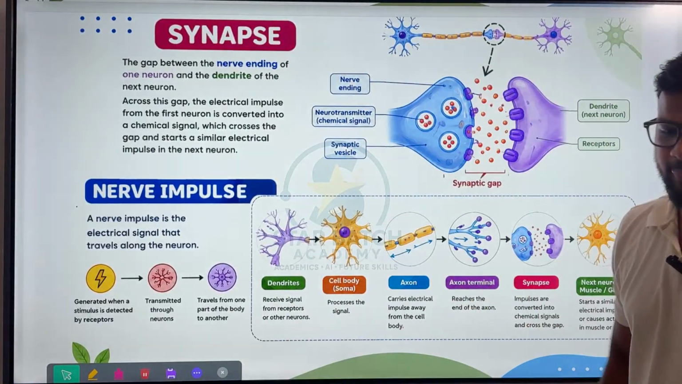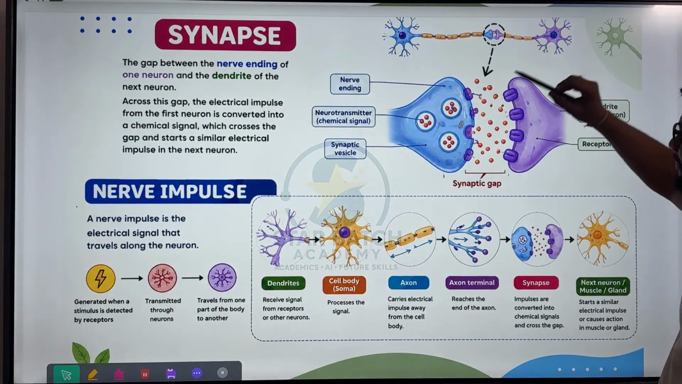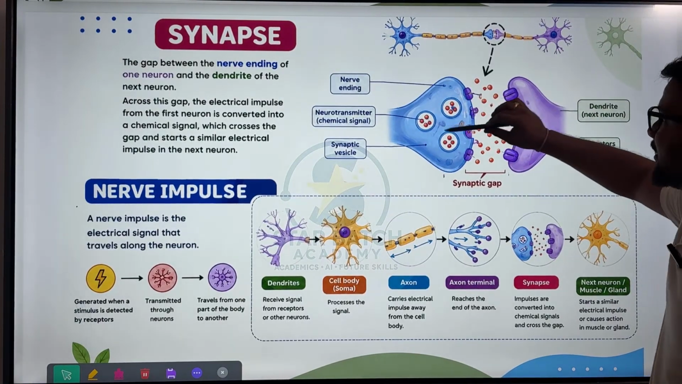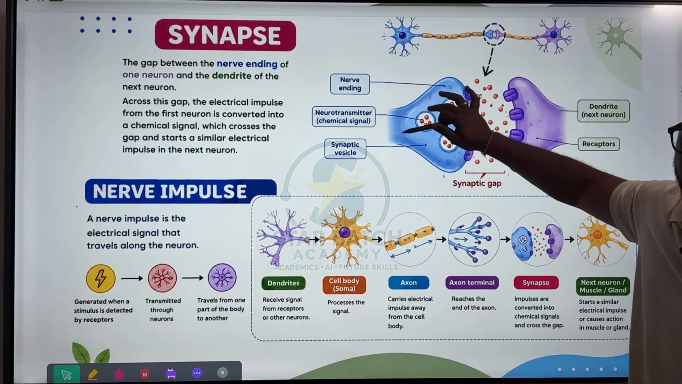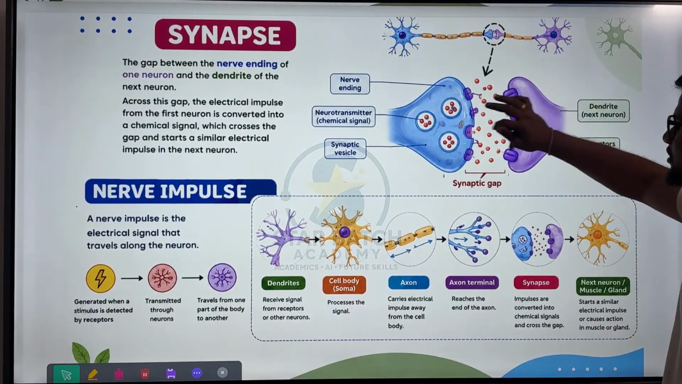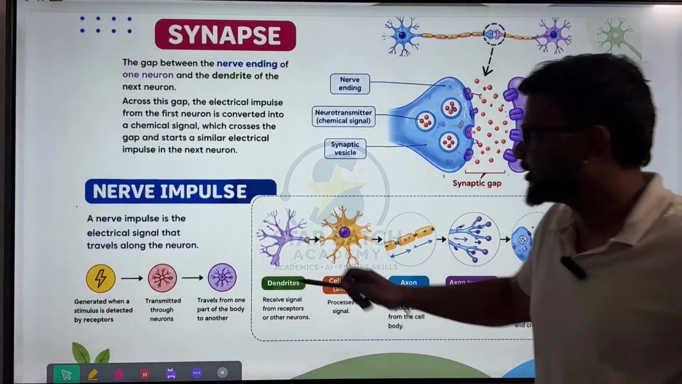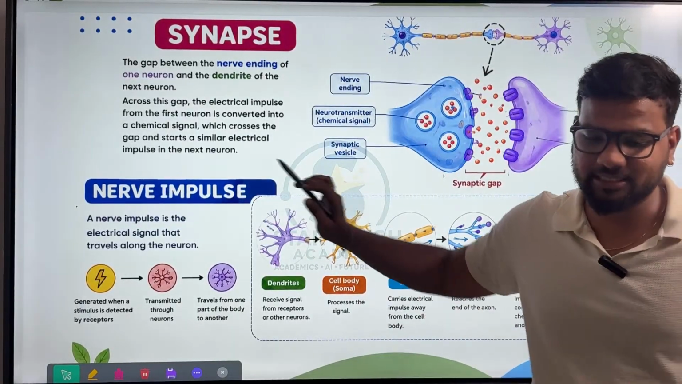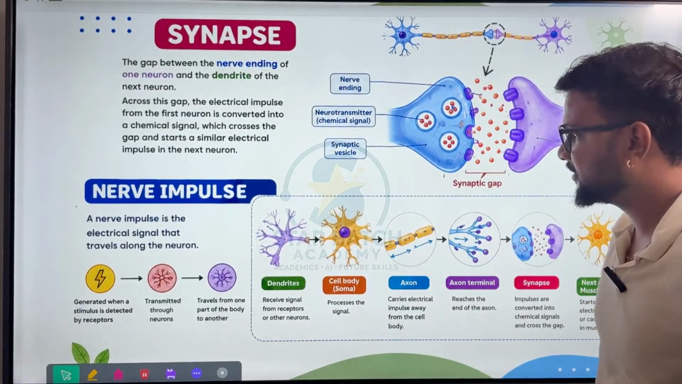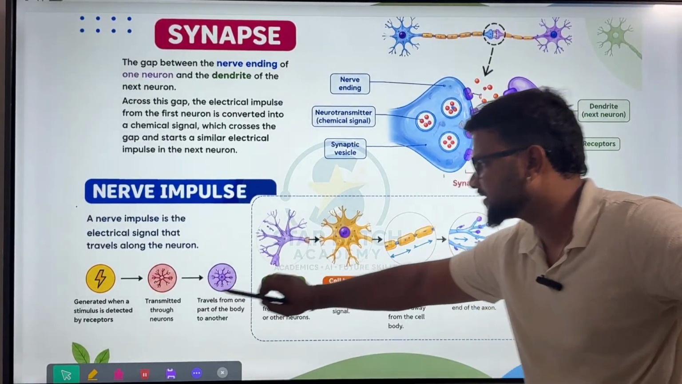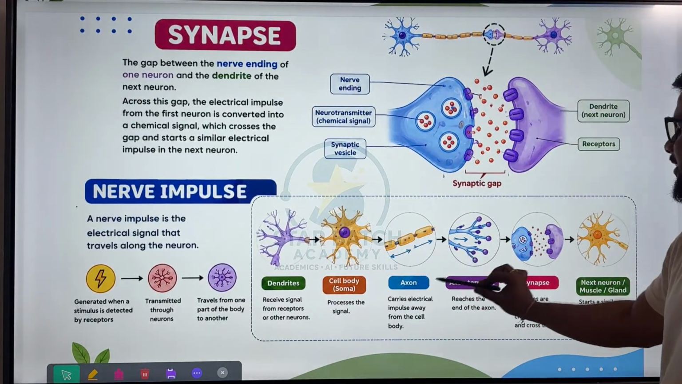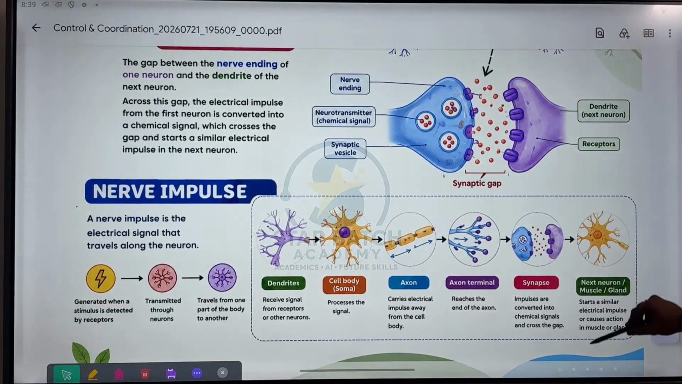Now what happens here? So the neurotransmitters will actually convert as a chemical and it attaches to the other dendrites. Okay. So this is how the nerve impulse travels: dendrites, cell body, axon terminal, synapse and neuron.